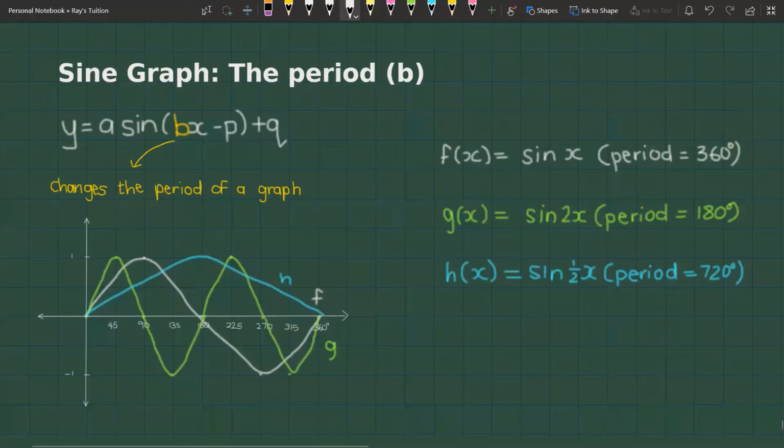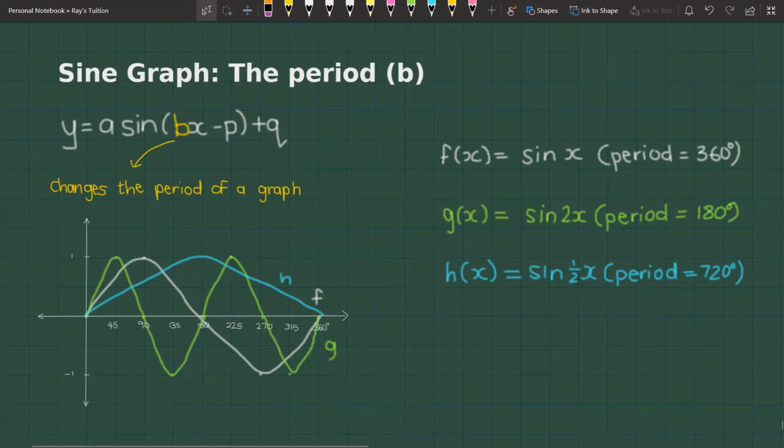Everybody, and welcome to this video on the sine graph. In this video, we have a look at the b value, which is the coefficient of x. The b value changes the period of a graph. A reminder that the period is how long it takes for a full graph to complete.